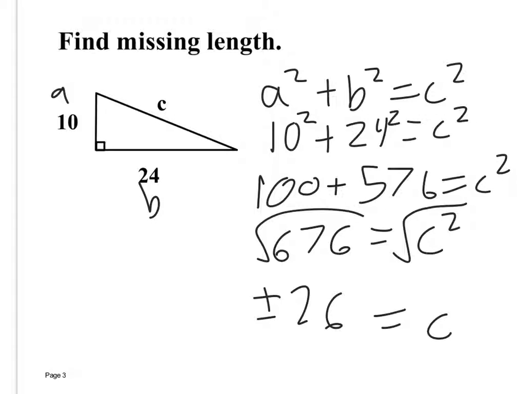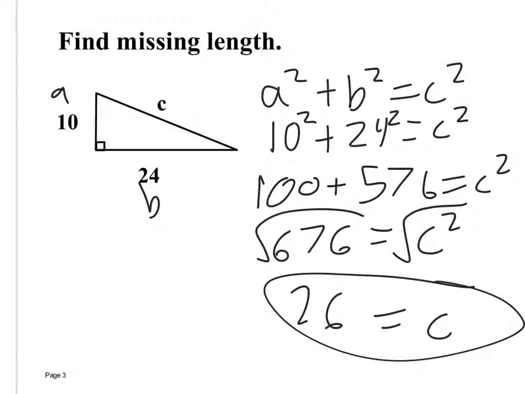But one thing you need to notice, is there any way this could be negative 26? No, you can't have a negative distance. So we're not worried about that. C must be 26.